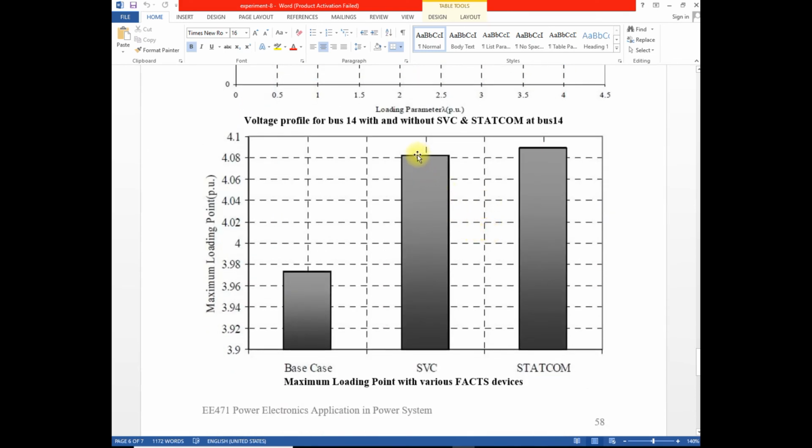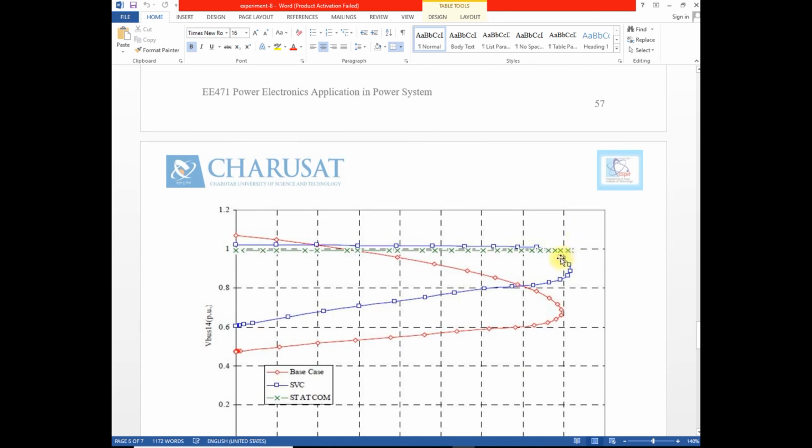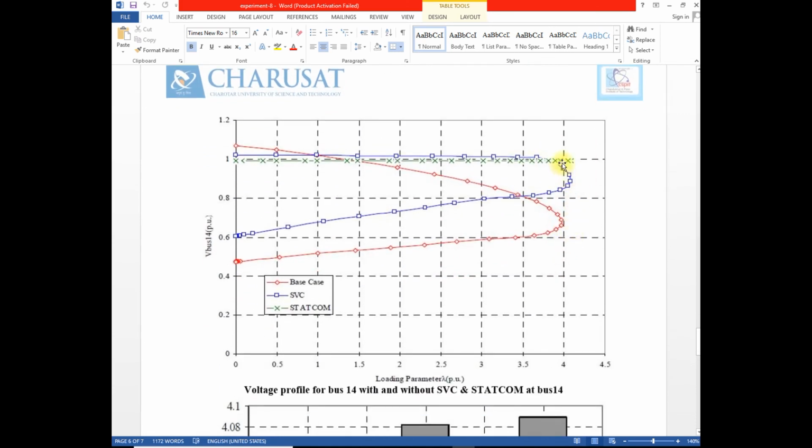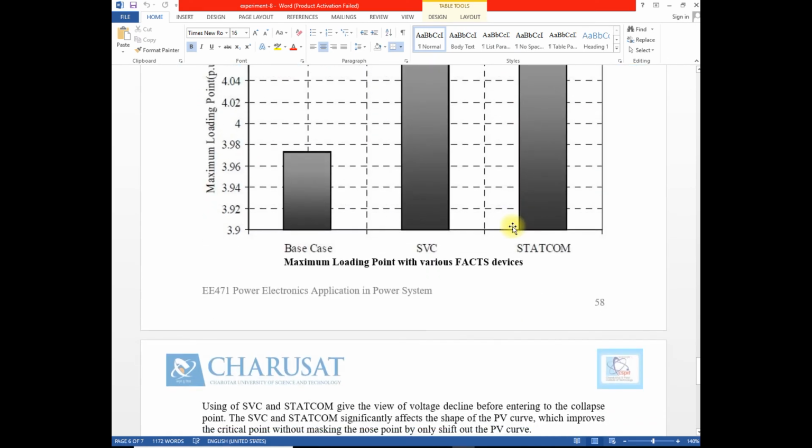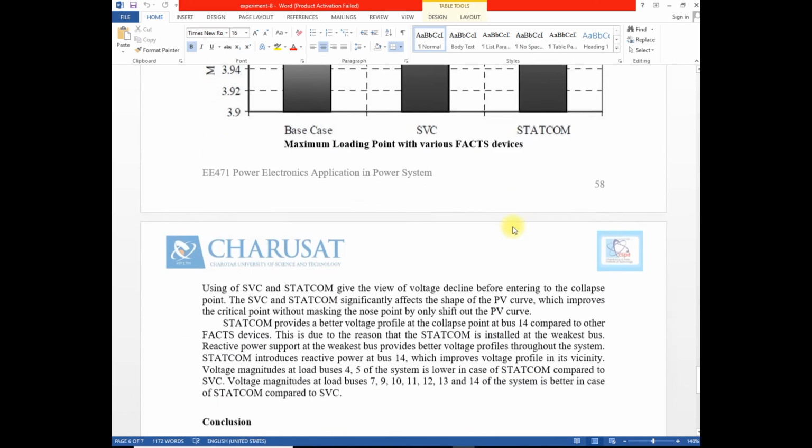So the maximum loading provided by the SVC is 4.08, but with the STATCOM it is more than 4.08. You can see that the voltage profile remains constant even when the loading becomes more than 4 per unit. So this is the advantage of using the STATCOM as compared to the SVC at a highly loaded bus, to maintain a constant voltage profile.